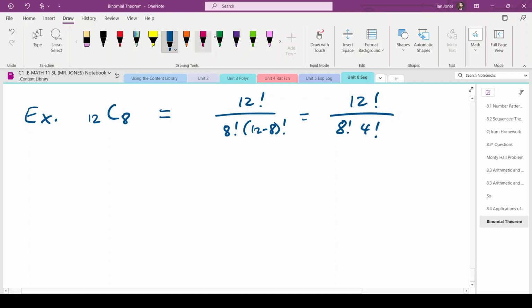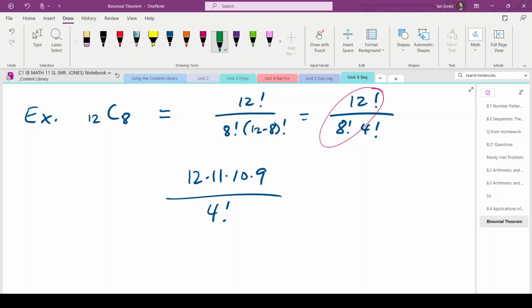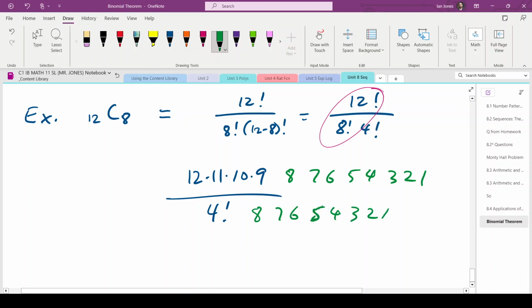I'm immediately keying in on this largest factorial in my denominator with the numerator, and I'm just basically seeing, okay, what's left? Beyond 8, I have 9, 10, 11, and 12. So I have 12 times 11 times 10 times 9 over 4 factorial. Okay, I basically just did the 8, 7, 6, 5, 4, 3, 2, 1 from 8 factorial, and just canceled them all out.